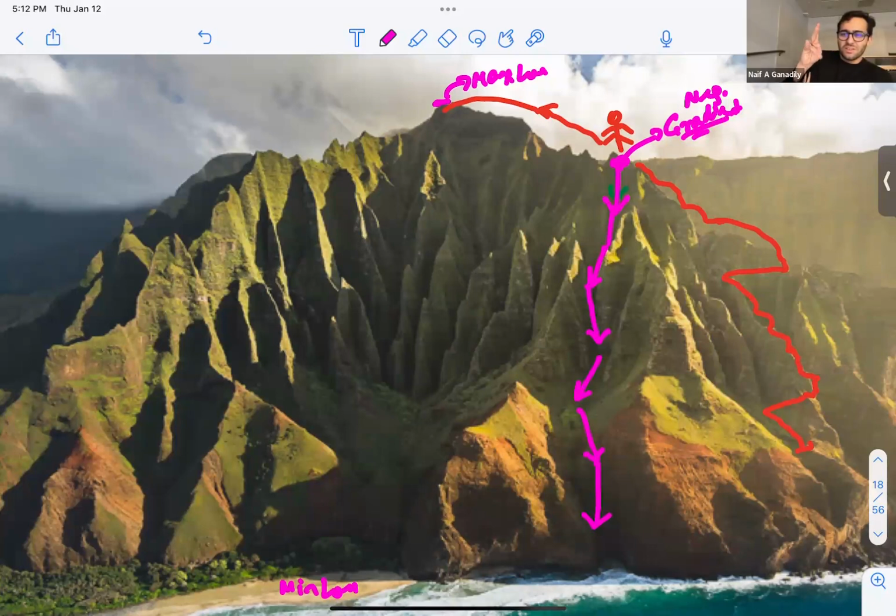Professor, I have a question. Does it matter the size of step you take? It does matter. It does matter.